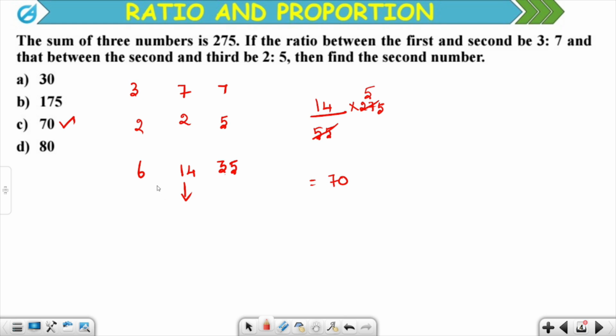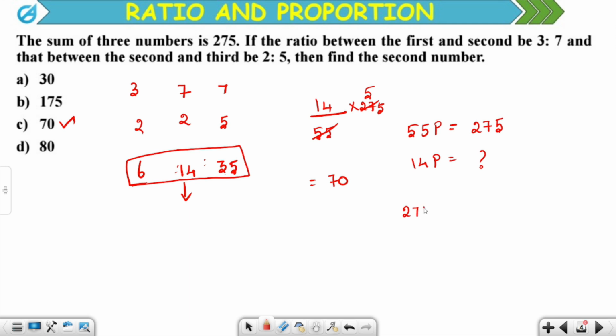Otherwise, what is the one more thing? You have to add all those ratios. What is the sum of ratio? 55 part. That 55 part is nothing but the sum of three numbers, which is nothing but 275. And what we need to find? Second number. Second number is nothing but 14 part. So 14 part is how much? So 275 into 14 by 55, one time, 5 times. So 14 into 5, 70. The answer for this one will be 70.